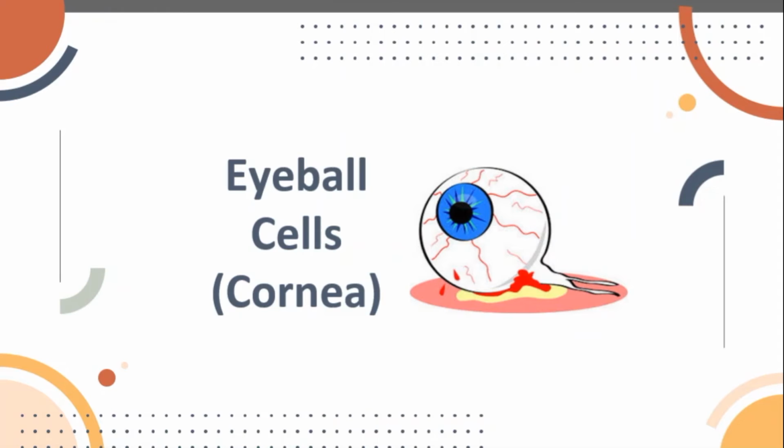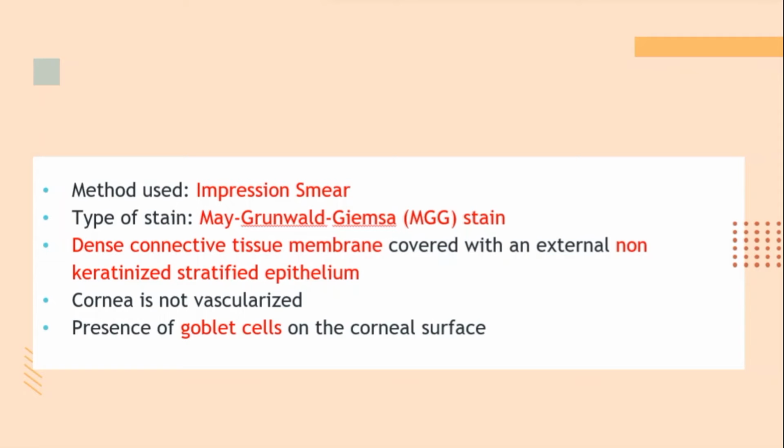Type of organ used is eyeball, which is the cornea. Method used is impression smear with May-Grünwald Giemsa (MGG) staining. The normal appearance of the eyeball is a dense connective tissue membrane covered with an external non-keratinized stratified epithelium. Cornea is not vascularized and there is presence of goblet cells on the corneal surface.